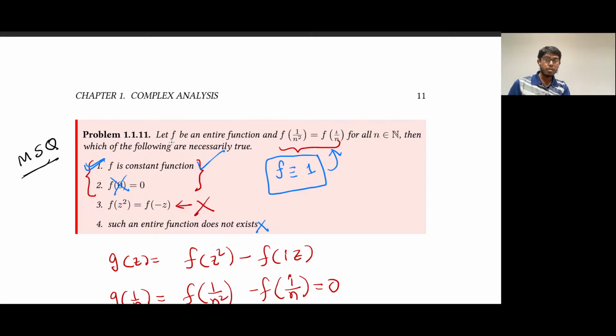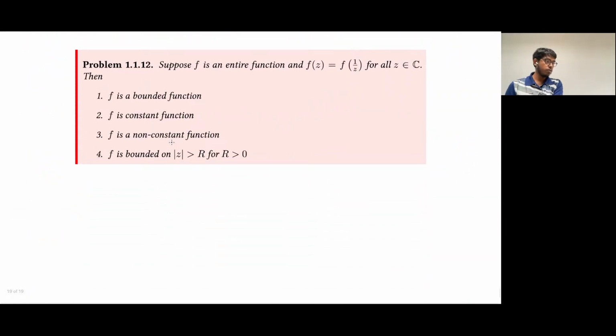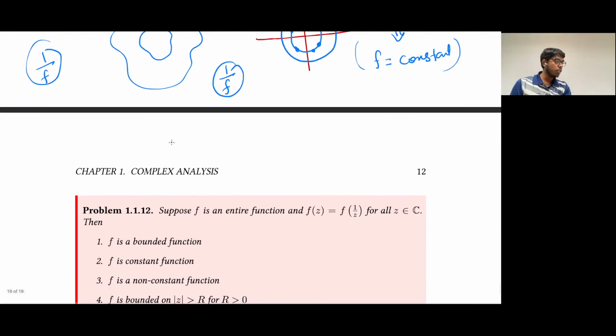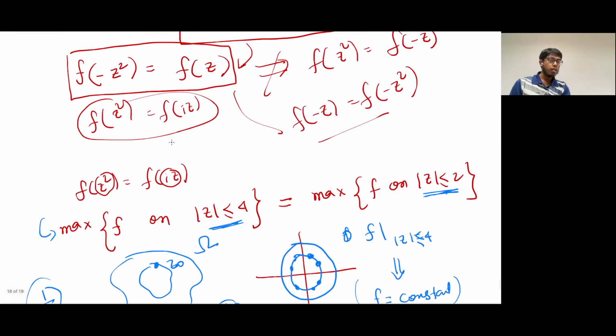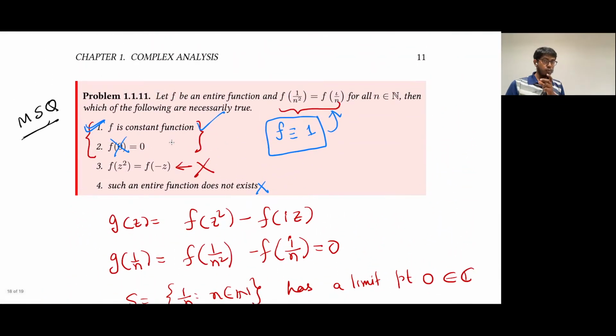So this proves this thing. Let's see this problem. If you have any doubt in the earlier problem, please let me know. Here we have applied two things: the first is the identity theorem, and the second is the maximum modulus principle. There are a lot of ways to prove that f has to be constant. This is just one way.